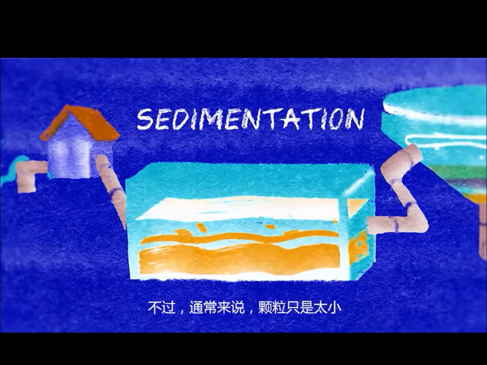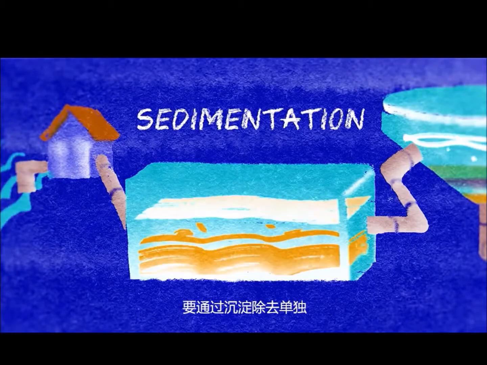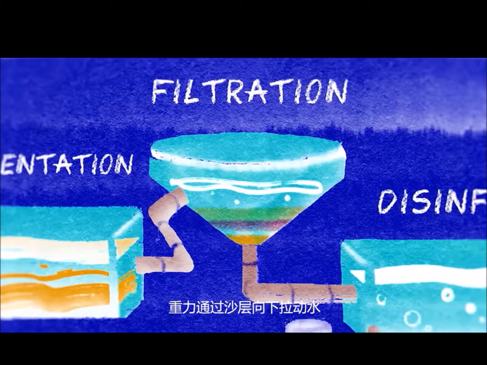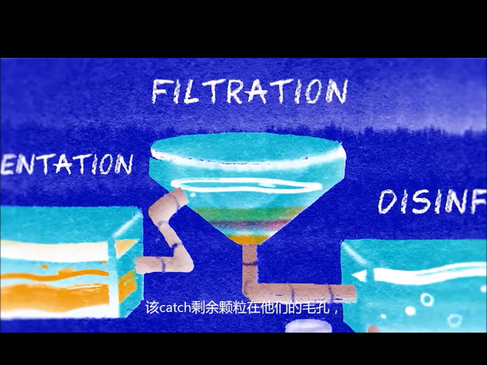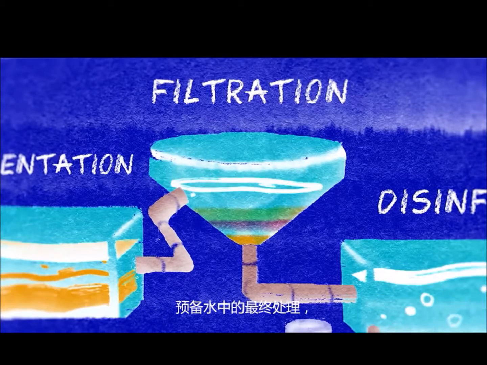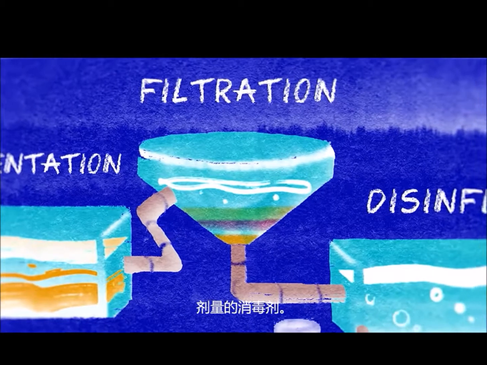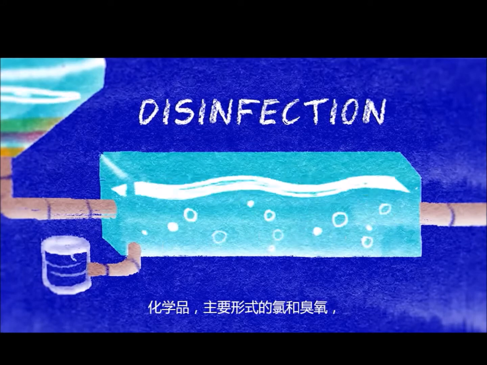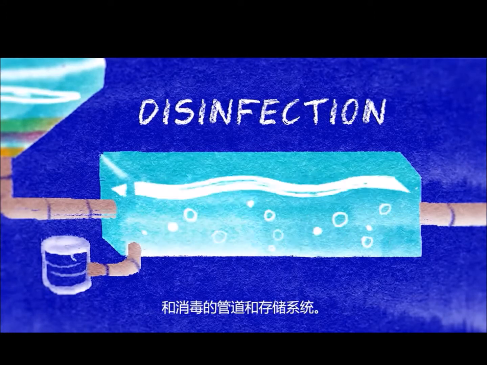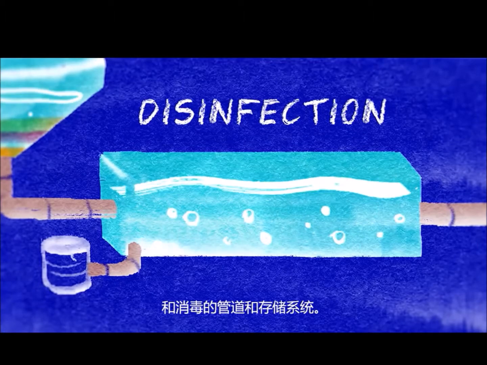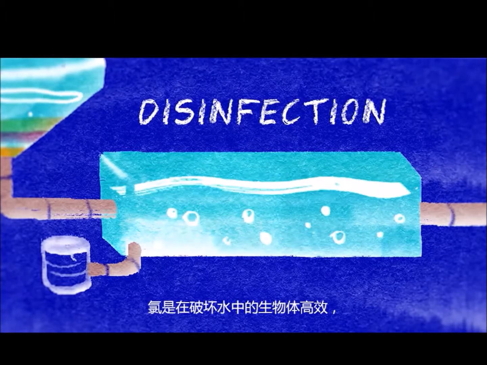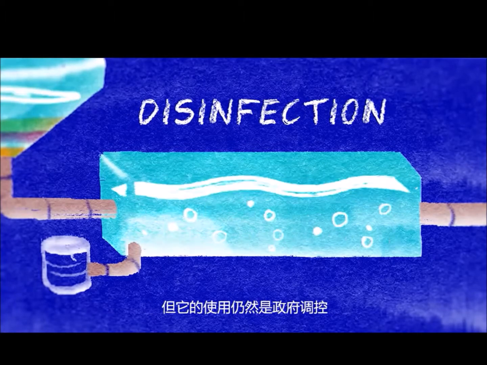Often, though, particles are just too small to be removed by sedimentation alone and need to be filtered. Gravity pulls the water downward through layers of sand that catch leftover particles in their pores, prepping the water for its final treatment, a dose of disinfectant. Chemicals, primarily forms of chlorine and ozone, are mixed in to kill off any pathogens and to disinfect pipes and storage systems.